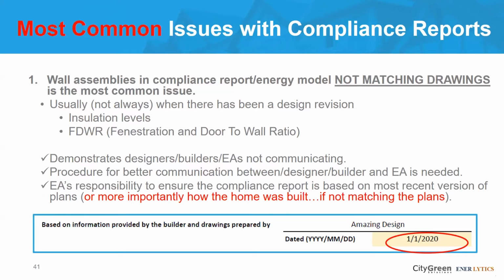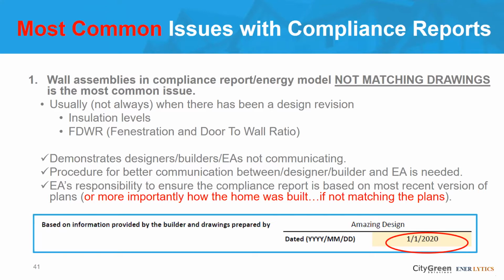As identified by local governments, that demonstrates that designers, builders, and EAs are not communicating throughout the whole process about when and how changes are being made. It also identified that better procedures for communicating between the designer, builder, and EA are needed. And it also shows that there is an energy advisor responsibility to ensure that the compliance report is based on the most recent version of the plans, or more importantly, on how the home was built, if it's not built matching the plans.